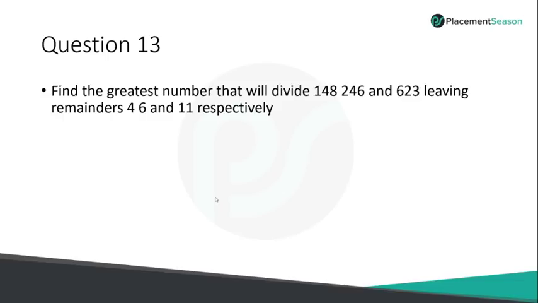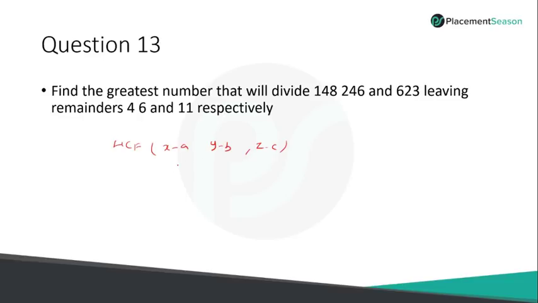13th question. The greatest number that will divide 148, 246 and 623, leaving the remainders 4, 6 and 11 respectively. So first, when you read the problem, you can understand it is an HCF problem, correct? The greatest number that will divide 148, so the answer is HCF of X minus A, Y minus B, Z minus C. This is the formula, correct?